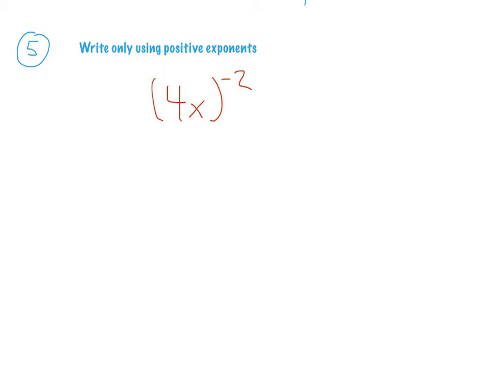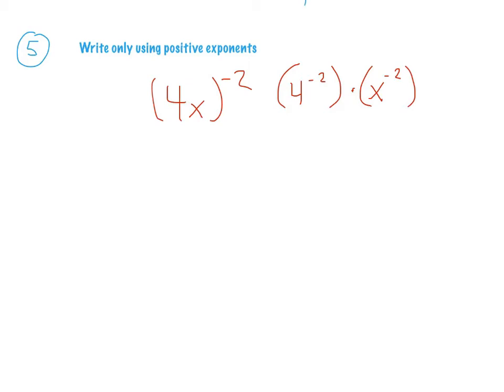Okay, so the question is, well, first thing we should notice is, negative exponent. We're going to have to move something. Now, who does that negative 2 belong to? Well, in this case, he belongs to both the 4 and the x. That's what it means when you have it outside of a parentheses. That means it belongs to everything inside the parentheses. So really, that's like saying 4 to the negative 2 times x to the negative 2, okay?